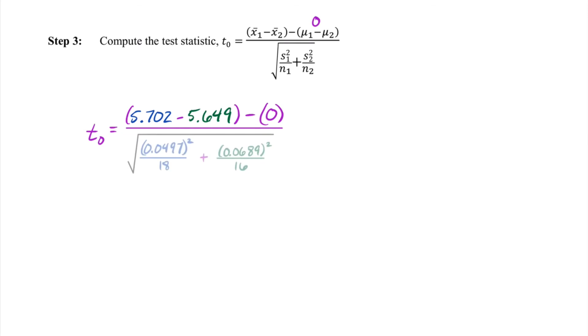And then substituting the values we have for our sample standard deviations, we found s sub 1 to be 0.0497. Remember, we need to square those though. And s sub 2 was 0.0689. And our sample sizes being 18 and 16. Well, we can input all these details into our calculator. Or remember, our calculator also gave us the t-statistic. And remember, that was approximately 2.537.